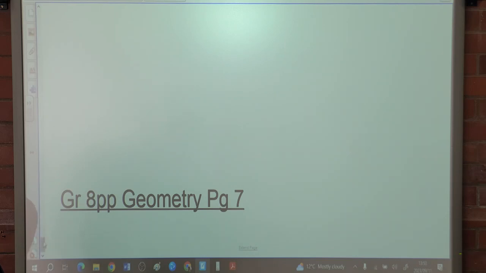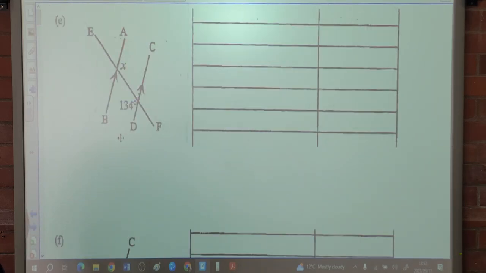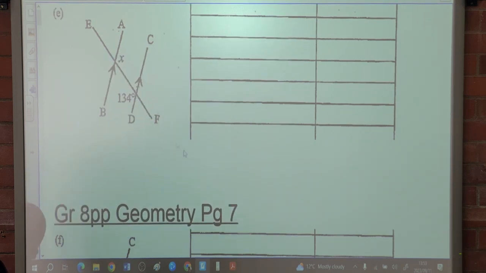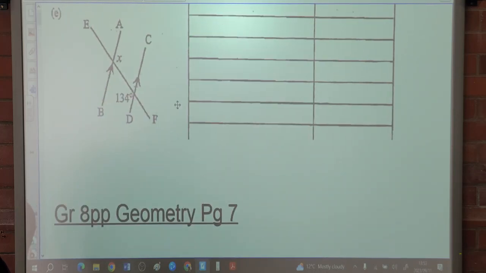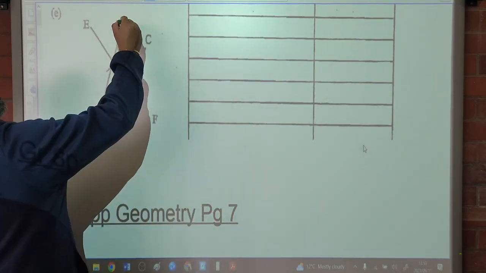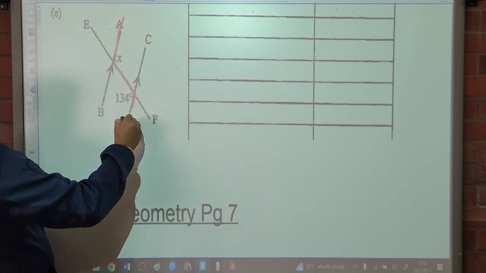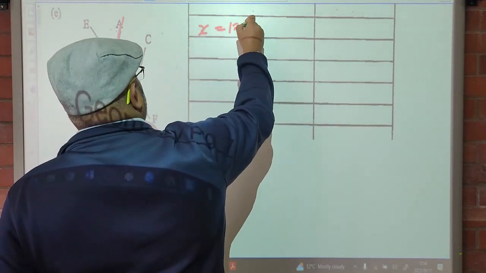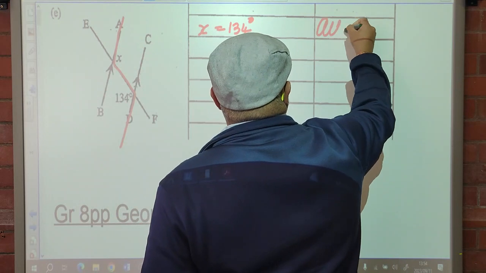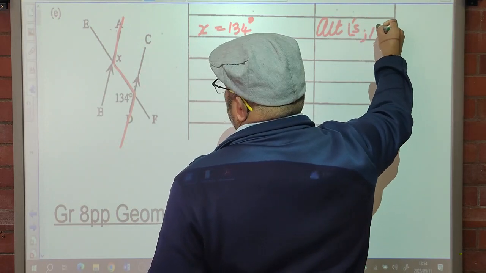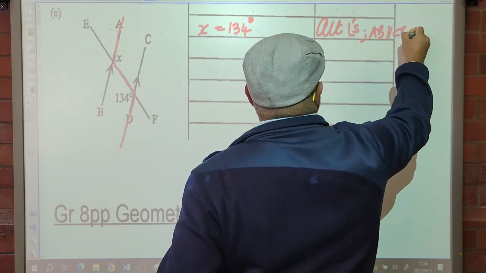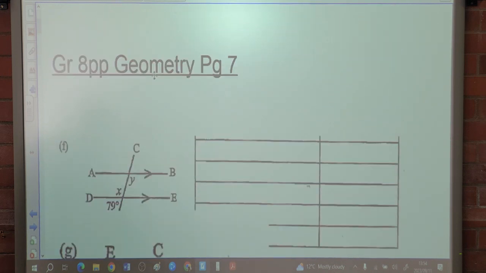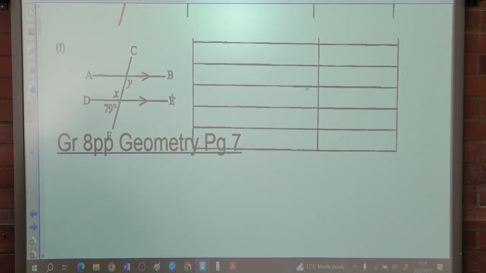Okay, so let's just check here if I can delete this page. Yes. Right. E. Again, can you see the alternate angles being formed here? Here we go. So x is equal to 134 degrees. Why? The alternate angles with AB being parallel to CD. It's fairly simple, no? Let's go to F.